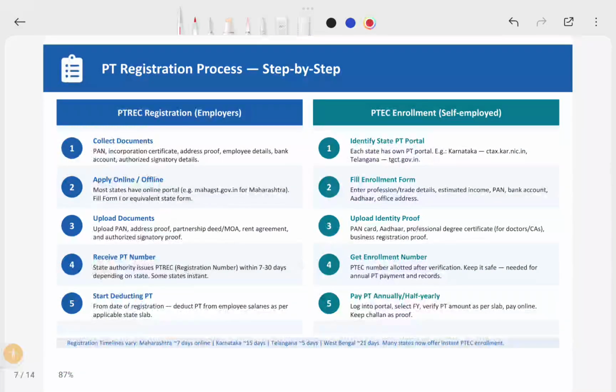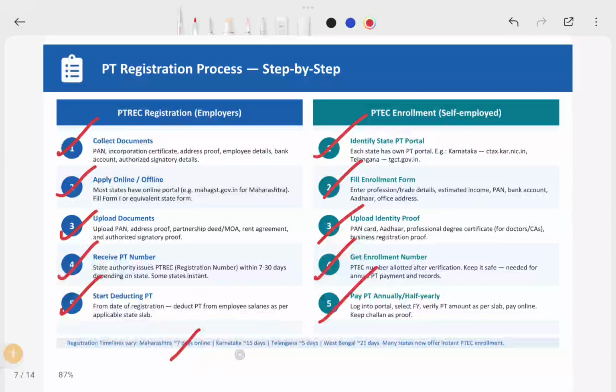And the registration process is a very simple process, as we checked earlier also. They will collect the KYC documents and apply offline or online, upload a few documents, and we will receive the PT registration number and start deducting the PT. Here also it is the same. There are state-wise portals. You will fill in the enrollment form, upload your identity proof, enroll, get the certificate, and pay PT. All these are regular steps only, but registration timelines would be different in each state.